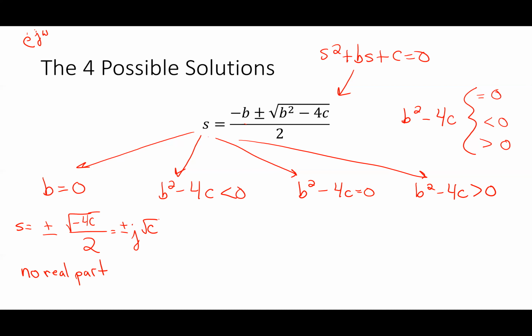So that tells me that my transient response would have some constants, but it would be e to the negative j square root of c t plus e to the j square root of c t. I'm not putting the constants in there, but you've seen something like that before. That's a cosine, isn't it? So in other words, my transient response is sinusoidal.